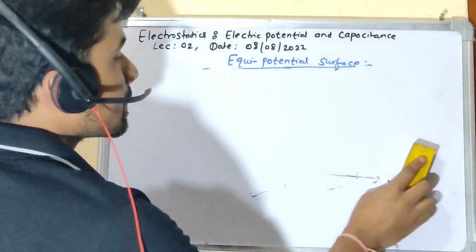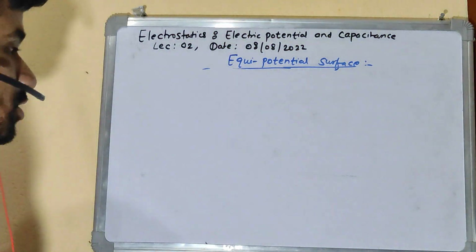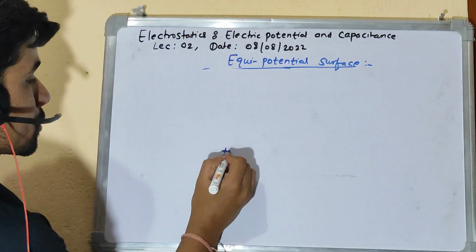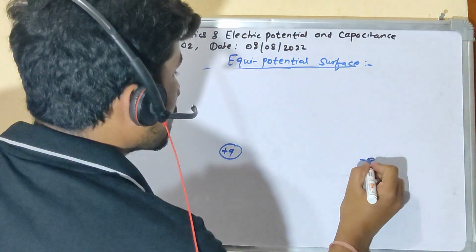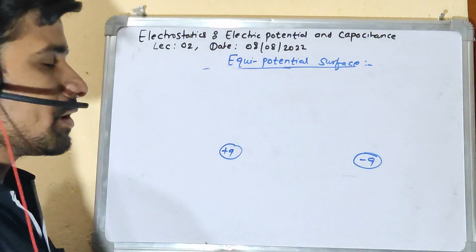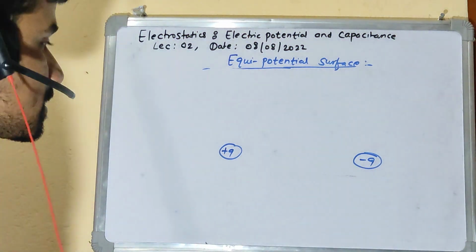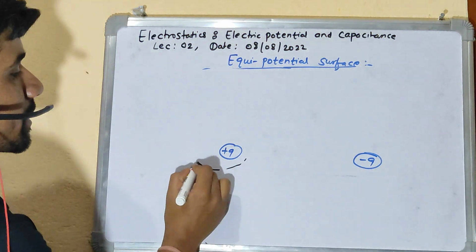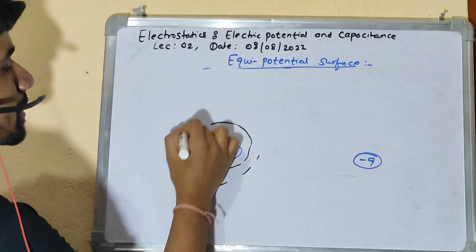Now let's say we have a system of dipole. We talked about dipole. So let's say we have plus q, then we have minus q. Now again, for a dipole, if I take standalone charges, each will have a concentric type of potential surface.